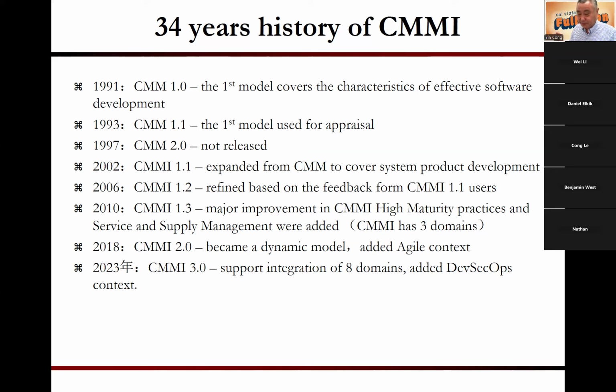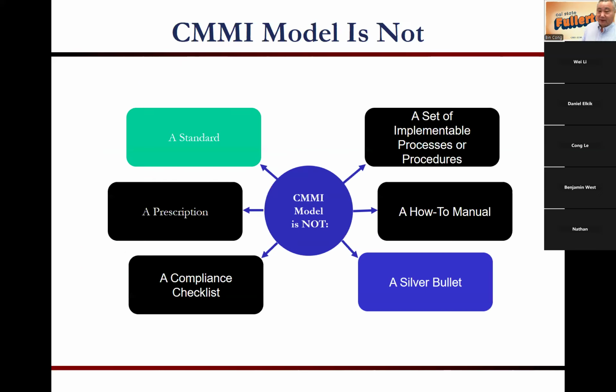What's new? The key is basically 8 new domains. So we talk about integrated software development. If we just focus on software, they also added DevOps and security, SecOps, as one of the contexts. Agile is broadened. Okay, there is a lot of misunderstanding of CMMI, even by some of our students.